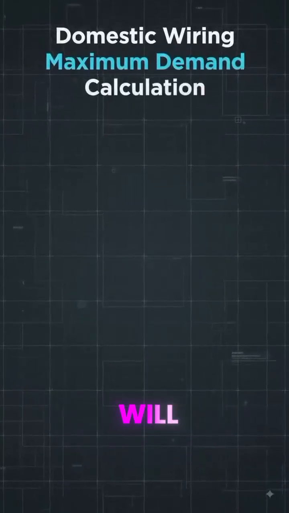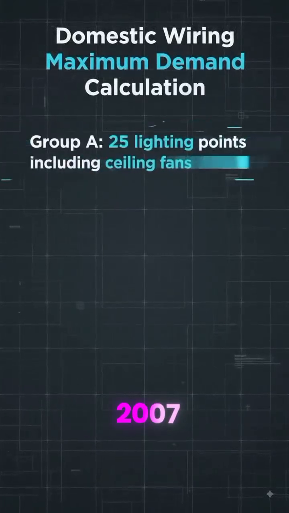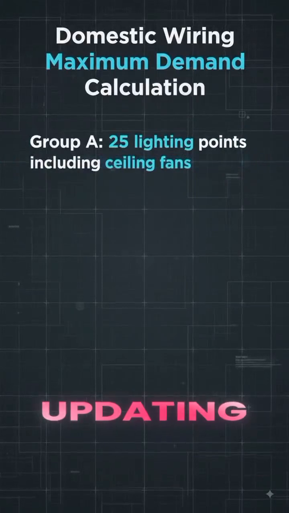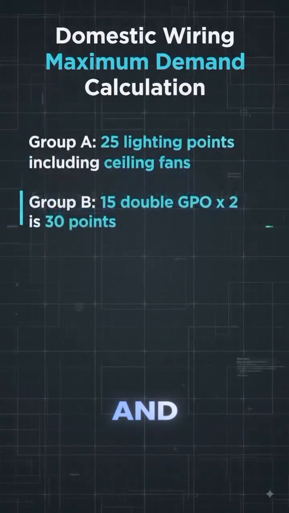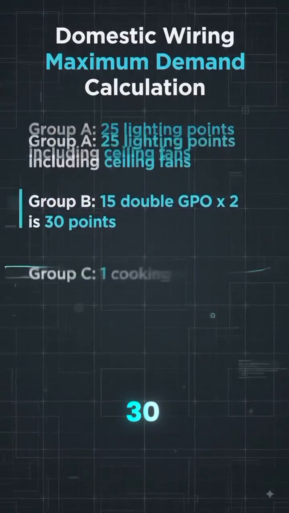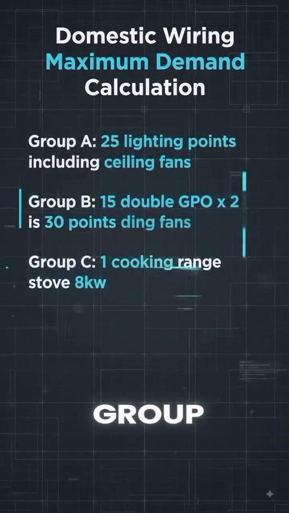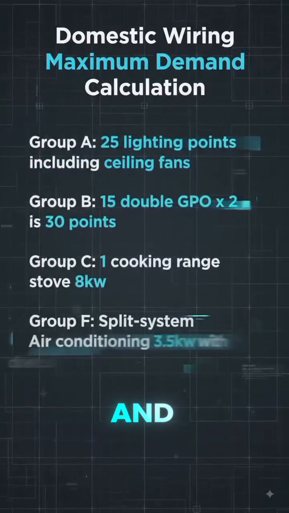Now only updating below 2018 Western Finish. I'm being 2007. And now I come to 2018 only updating. So you missed that time, load group A, you got 25 lighting points, load group B 30 points, now load group C 1 plus stove, now load group D split AC aircon.